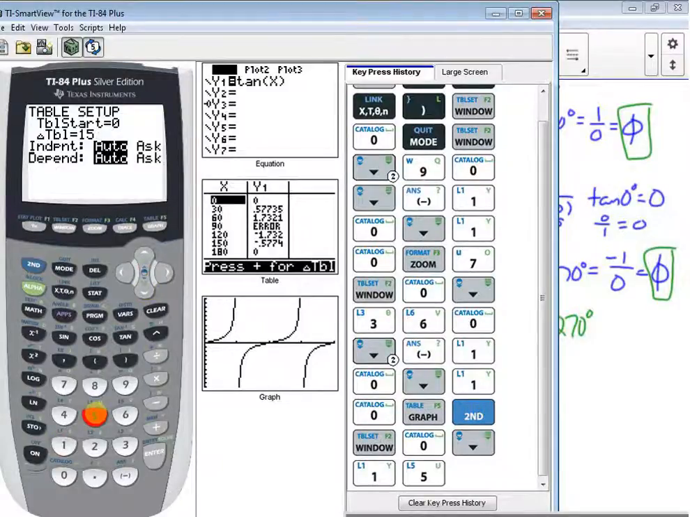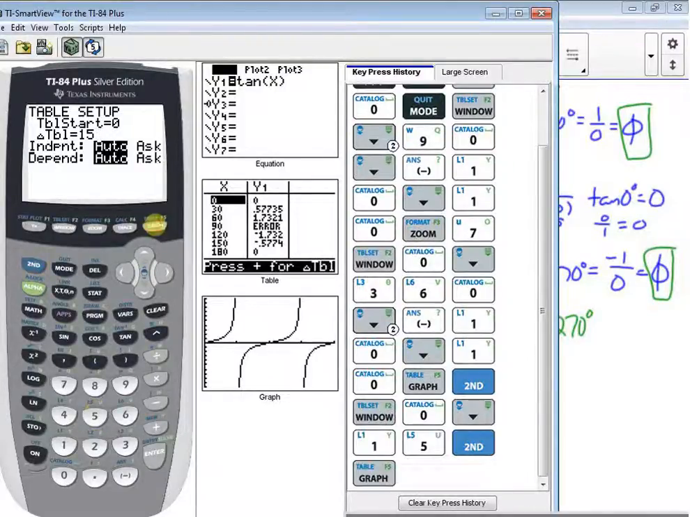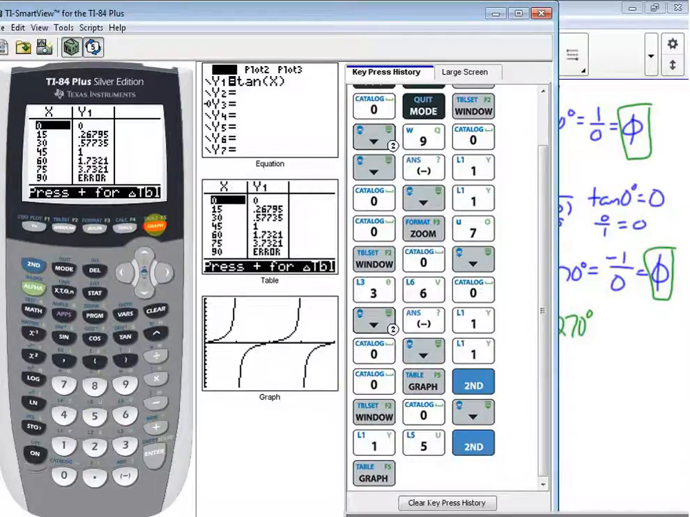A very important point, and you should know this from your 30, 45, 60 degree chart, the tangent of 45 is 1. And so that's a nice point to be able to plot. So I have the table start at 15, and then I go to second graph, and you see those 45s. I didn't want to go by 45s. I wanted you to see the values in between 0 and 45. Otherwise, it's just going to go 0, 0, 45, 1, 90 error, and you might not see the points that you need to see.